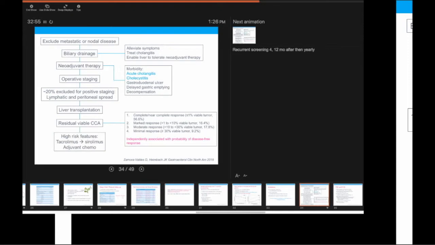Anyone with high-risk features, so as the management of immunosuppression for these transplant patients changed over time, their protocol also changed over time. Before, they were using cyclosporin and steroids, then progressed to tacrolimus, and at this point their most updated protocol is that in high-risk feature patients, they would switch to sirolimus and then add adjuvant chemo. In these patients, they do recurrence screening at 4 months after transplant, at 12 months after transplant, and then yearly with CT and CA 19-9.